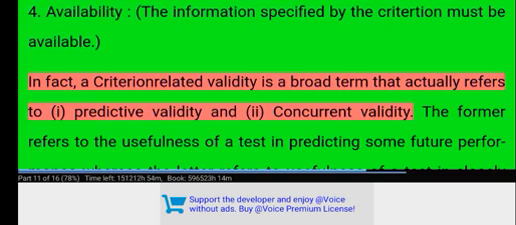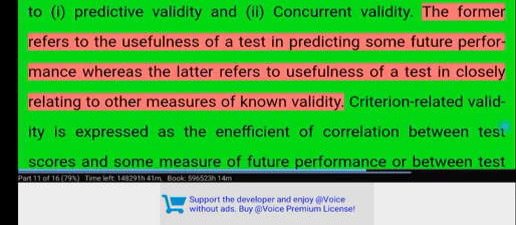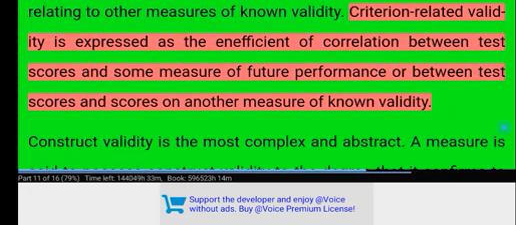In fact, criterion-related validity is a broad term that actually refers to (i) predictive validity and (ii) concurrent validity. The former refers to the usefulness of a test in predicting some future performance, whereas the latter refers to the usefulness of a test in closely relating to other measures of known validity. Criterion-related validity is expressed as the coefficient of correlation between test scores and some measure of future performance or between test scores and scores on another measure of known validity.